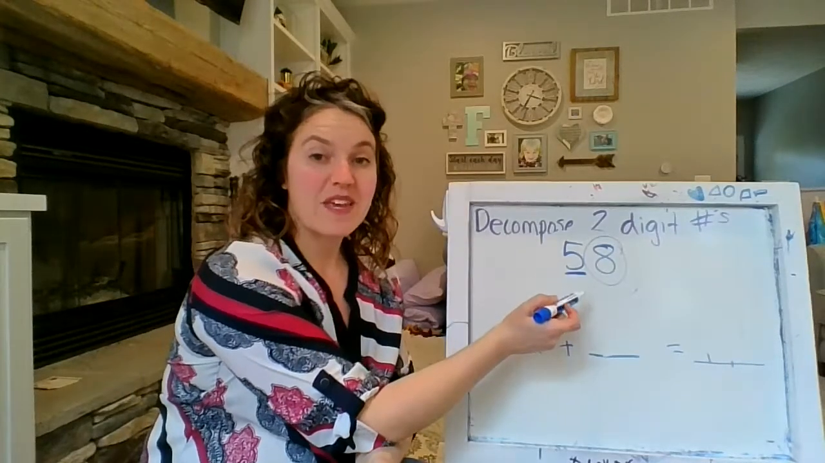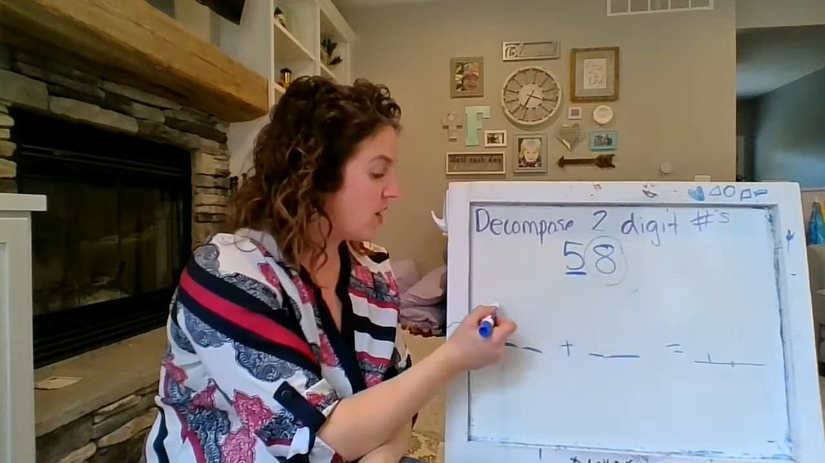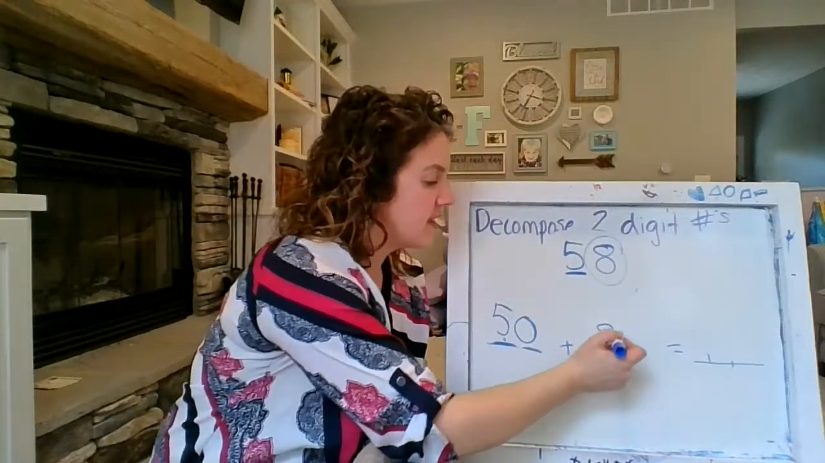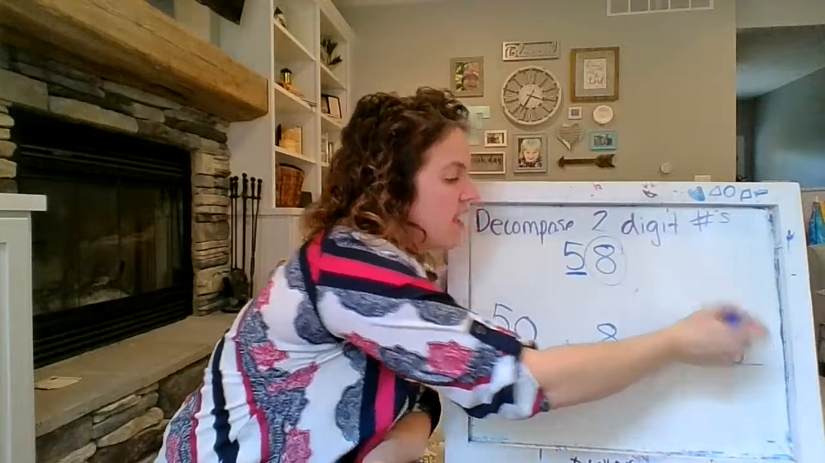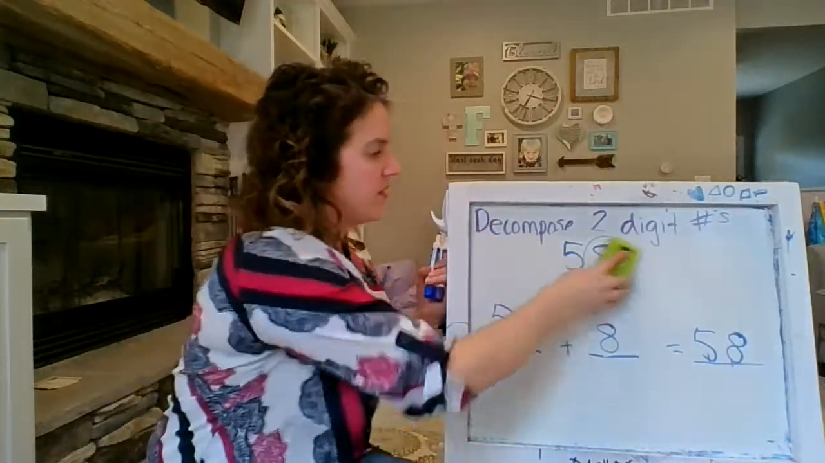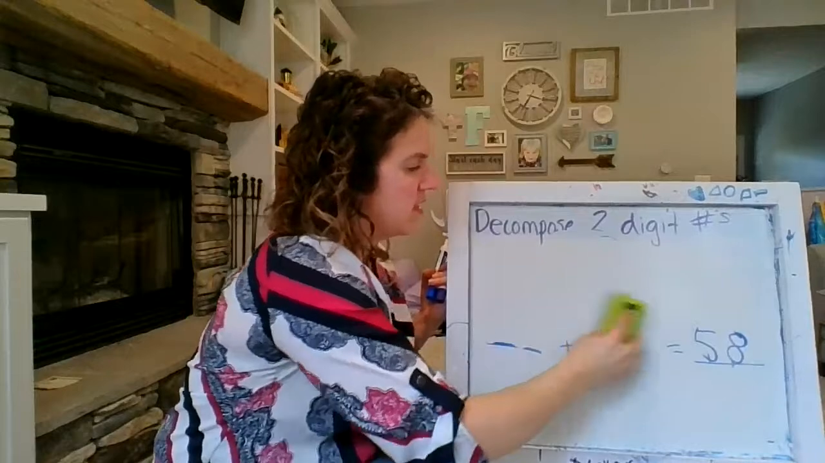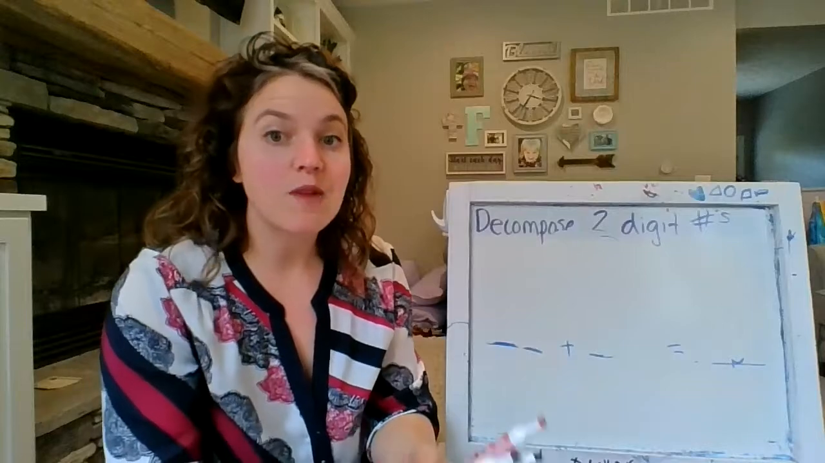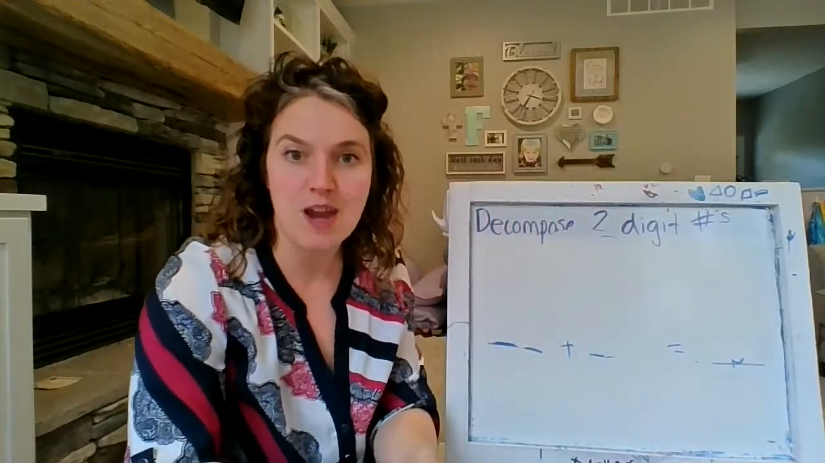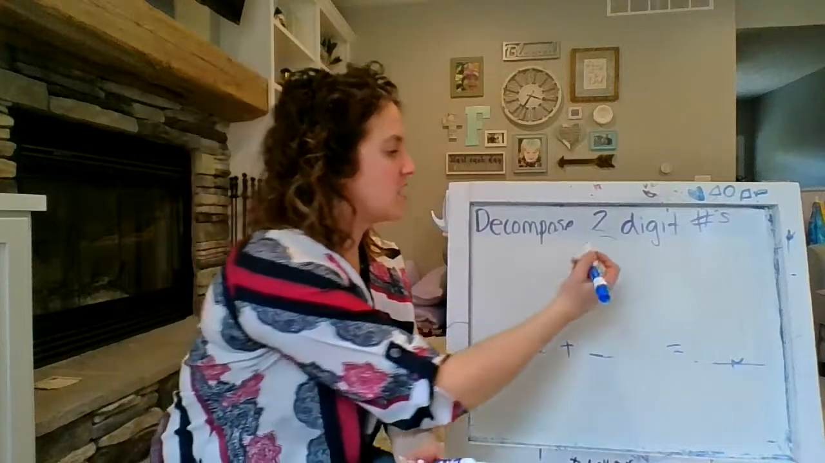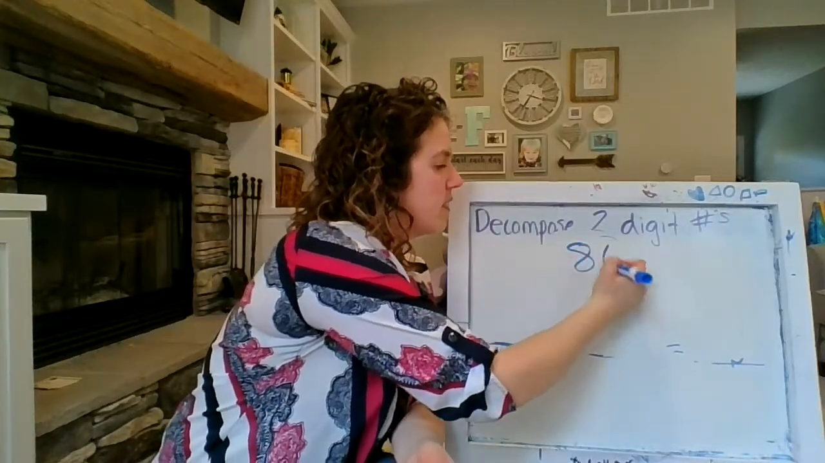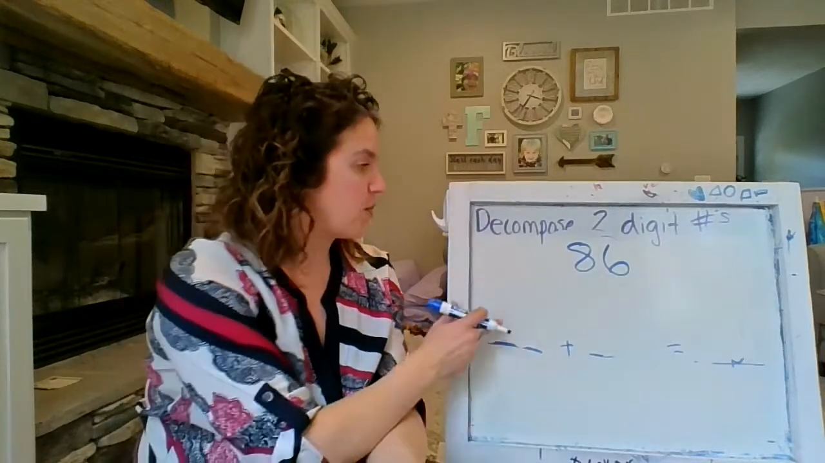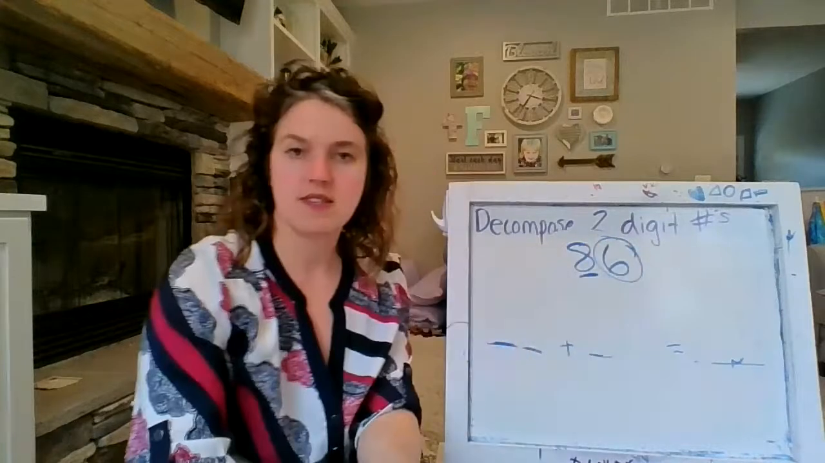So this 5, because the number is 58, we know that we have to have 50 plus 8 equals 58. Here's our last one. And if you get this right, then you'll be able to say, yes, I was successful at decomposing 2-digit numbers. You were on target. So here is our last one. How can you take that number and break it into tens and ones?